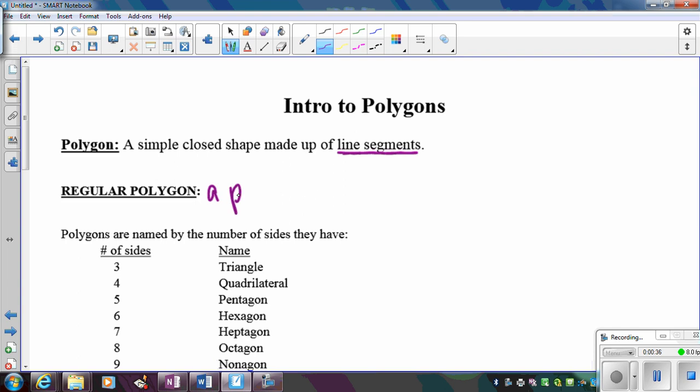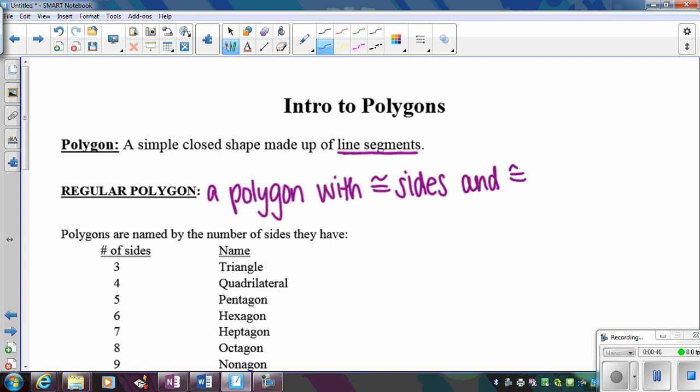So a polygon with congruent sides and congruent angles. So if you think about a three-sided polygon that has all equal sides and all equal angles, that would be an equilateral triangle. So meaning all three sides are equal, all three angles are equal. Or a square for a quadrilateral, all four sides are equal, all four angles are congruent. So those are just some examples of regular polygons.